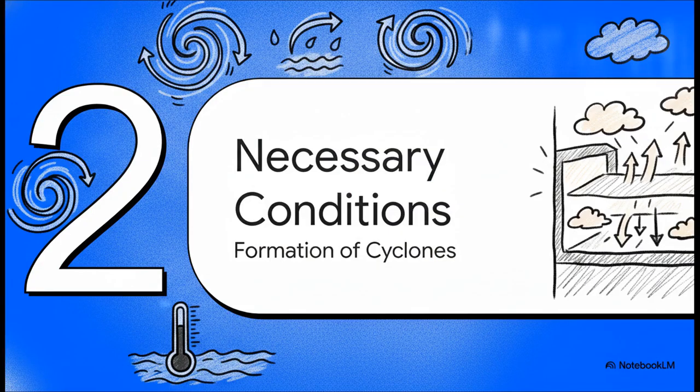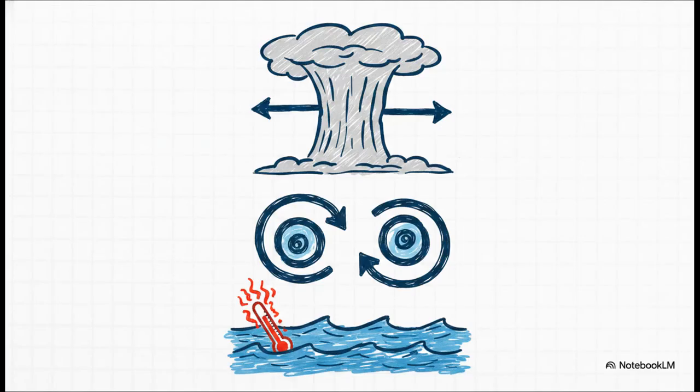Moving on to Section 2, necessary conditions for formation. Think of a cyclone like baking a cake. You need a very specific recipe. There are 3 essential ingredients. First, your sea surface temperature, or SST, has to be warm, strictly above 26.5 or 27 degrees Celsius. Second, you absolutely need the Coriolis force to create that spinning motion. And third, low vertical wind shear.